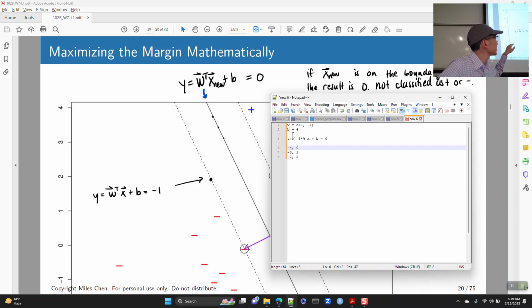So these would all be solutions. All of these are x values. These would all be solutions to W transpose X plus B is equal to 0, I think. Because if I do this times 1 minus 1, we'll get -4. And then this times 1, okay. So all of these would be solutions to it.